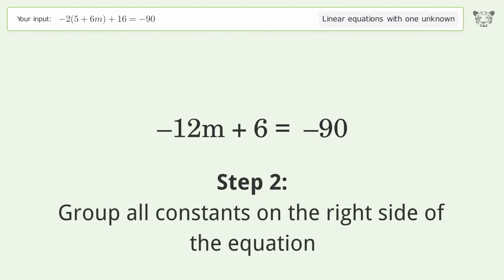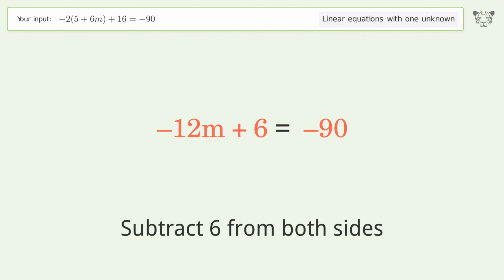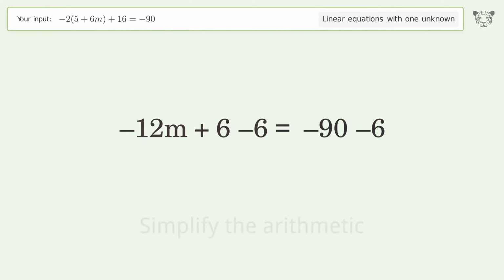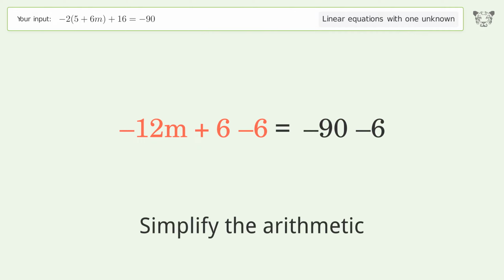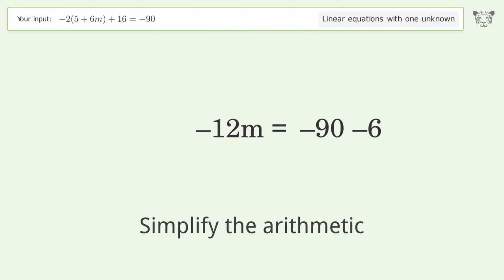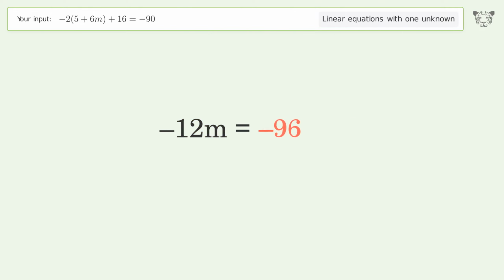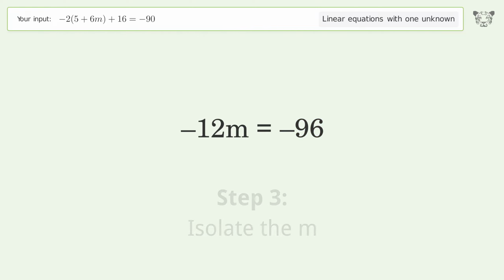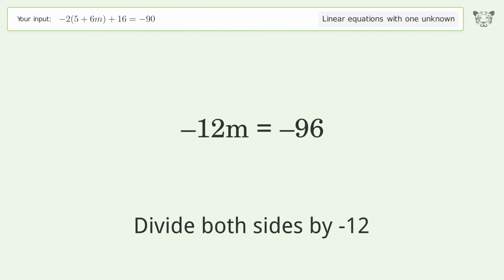Group all constants on the right side of the equation. Subtract 6 from both sides. Simplify the arithmetic. Isolate the m. Divide both sides by -12.